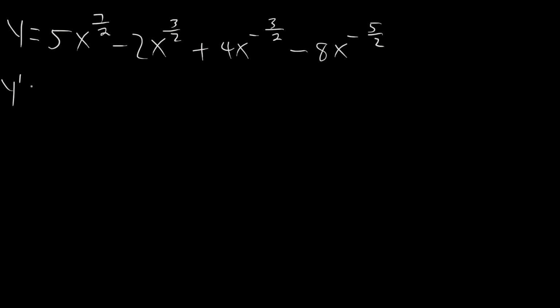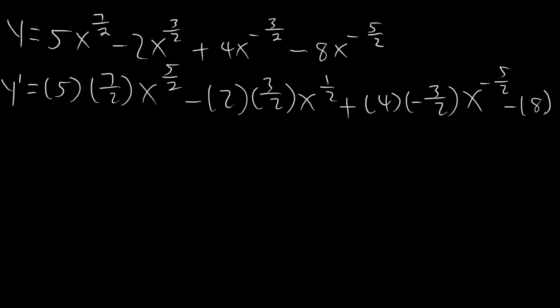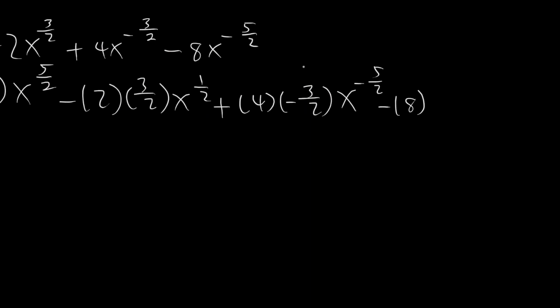So y prime is going to be equal to 5 times 7/2 times x to the power of 7/2 minus 1, which is 5/2, minus 2 times 3/2 times x, you need to minus the power by 1, so it is 1/2, plus 4 times negative 3/2 times x to the power of negative 5/2, minus 4 times 5/2 times x to the power of negative 7/2.